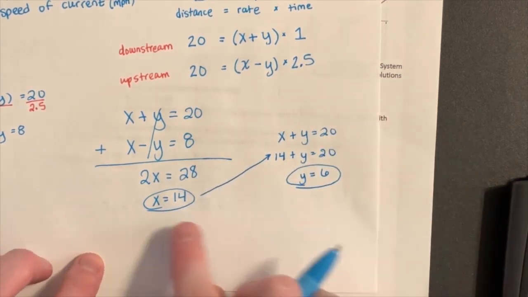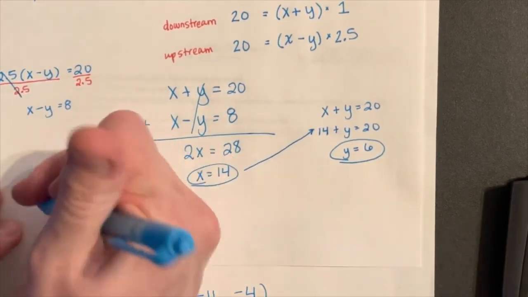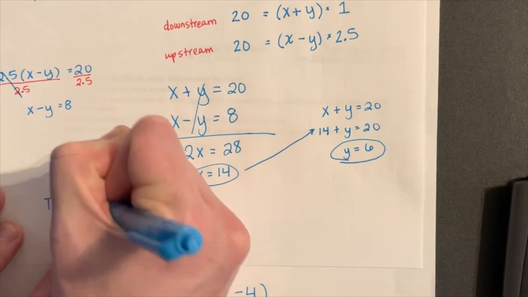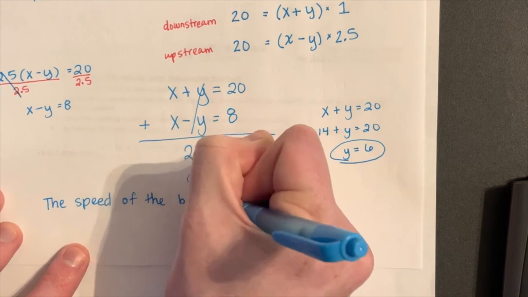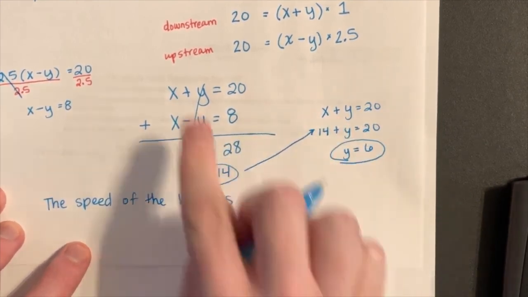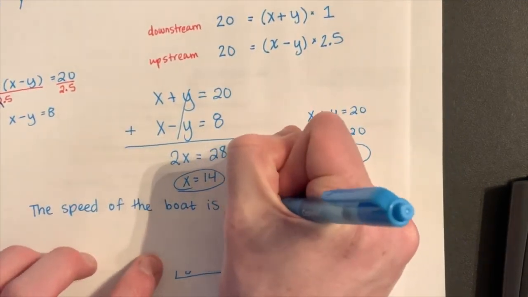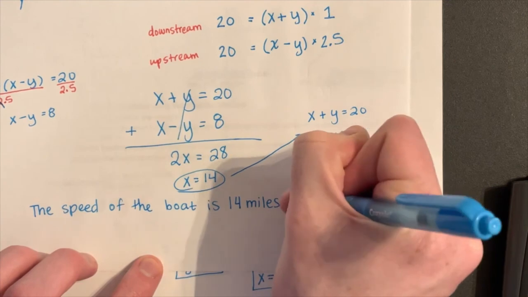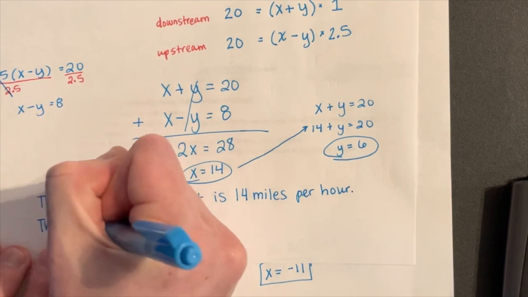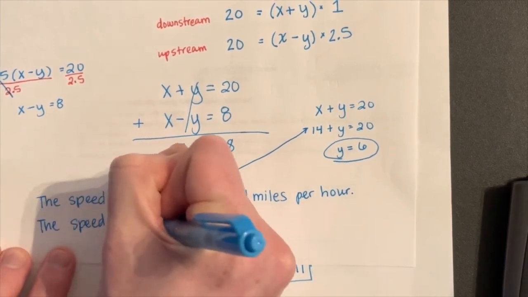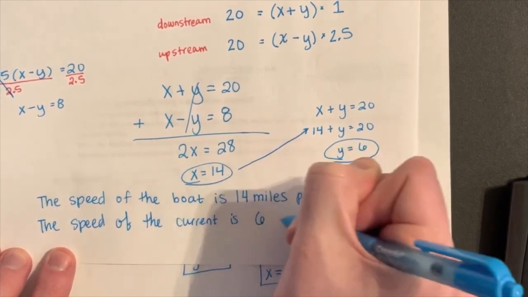Now with word problems, like I said, these variables don't mean anything to us unless we have defined them. So we want to just interpret what this means. The speed of the boat is x. We chose that it was going to be x, so then it is 14 miles per hour. And then the speed of the current is 6 miles per hour.